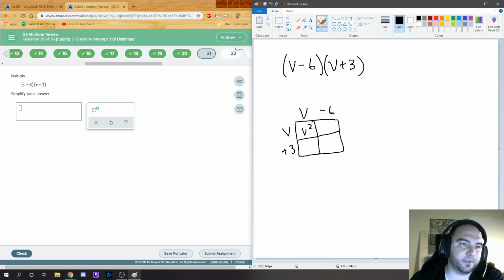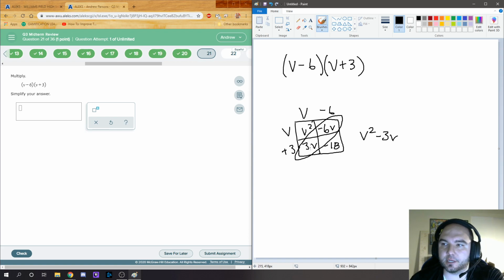So v times v is v squared. We get negative 6v. We get 3v and negative 18. These diagonal guys combine together. So your final result is v squared minus 3v. That's what you get when you do negative 6 plus 3. And then minus 18.